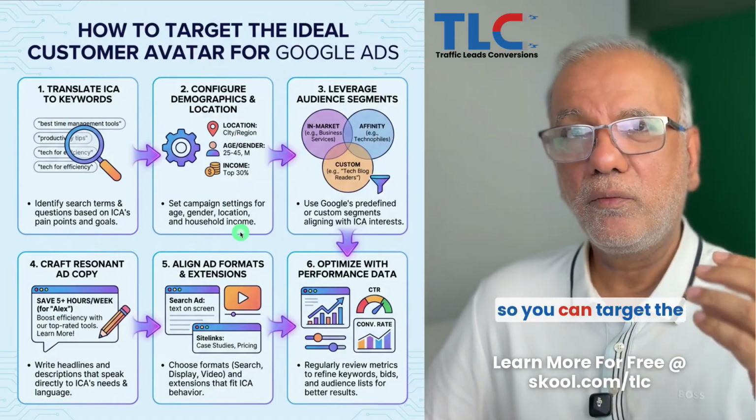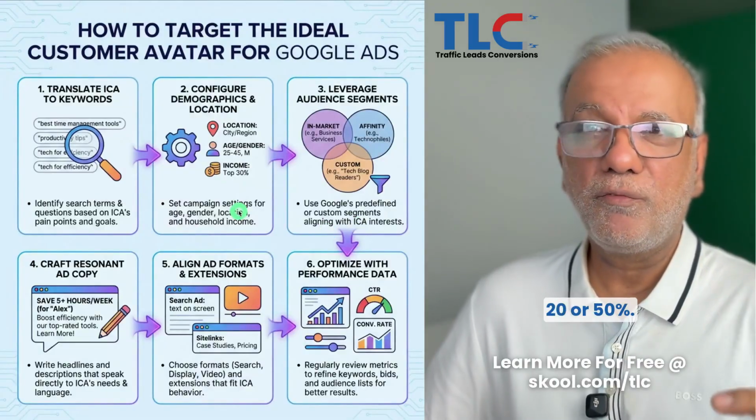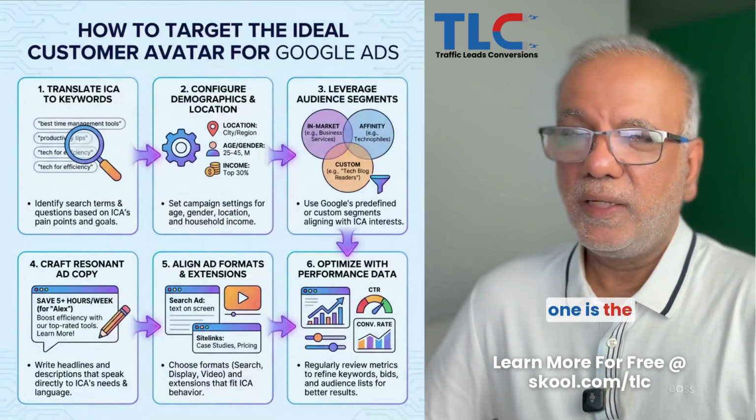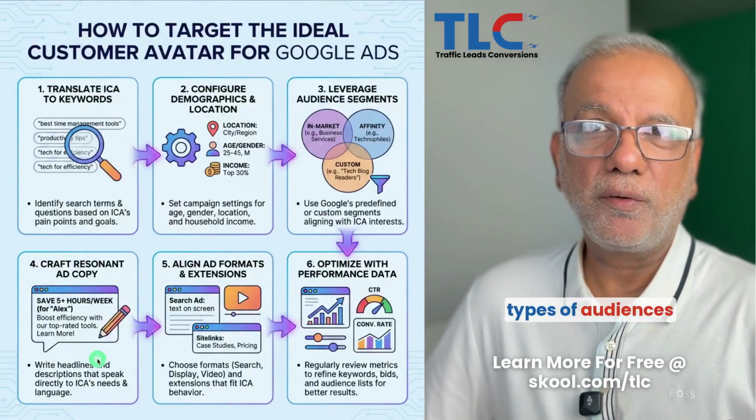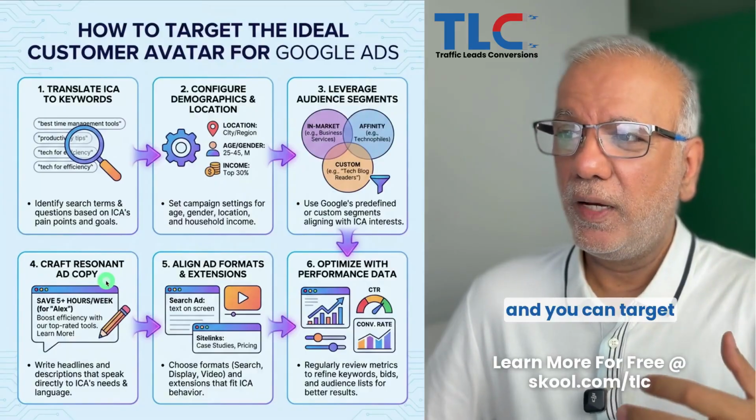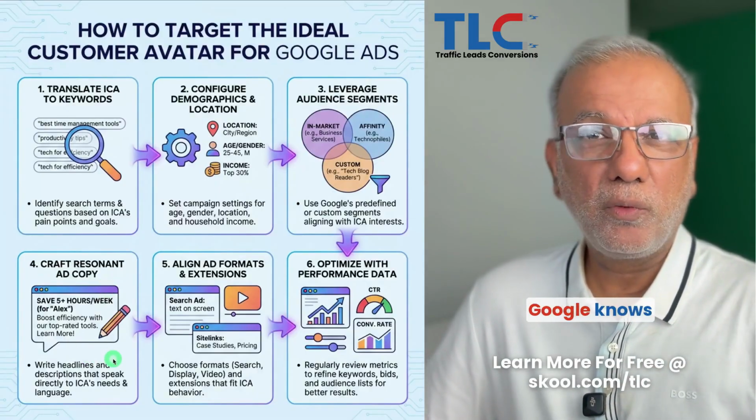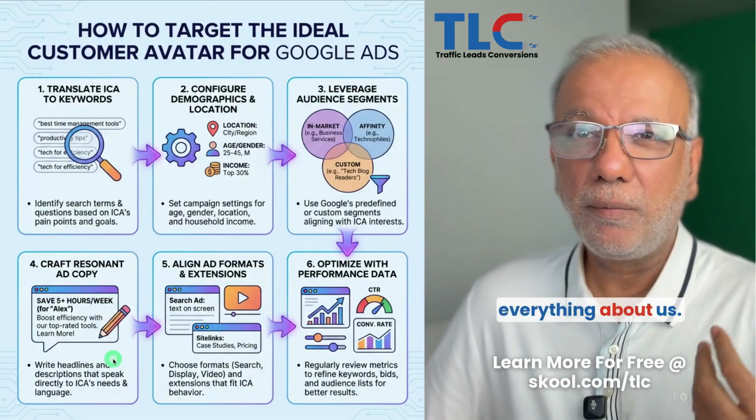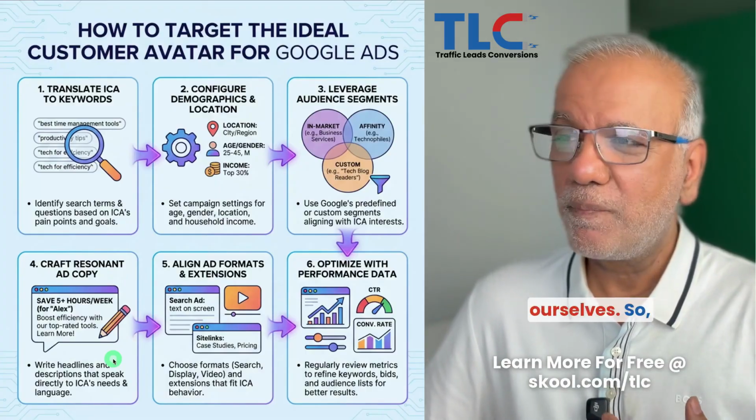So you can target the top 10% or top 20 or 50%. So the next one is to leverage audience segments. You've got different types of audiences pre-built in Google Ads, which is really helpful, and you can target those audiences effortlessly. Google knows everything about us. It knows more about us than we know ourselves.